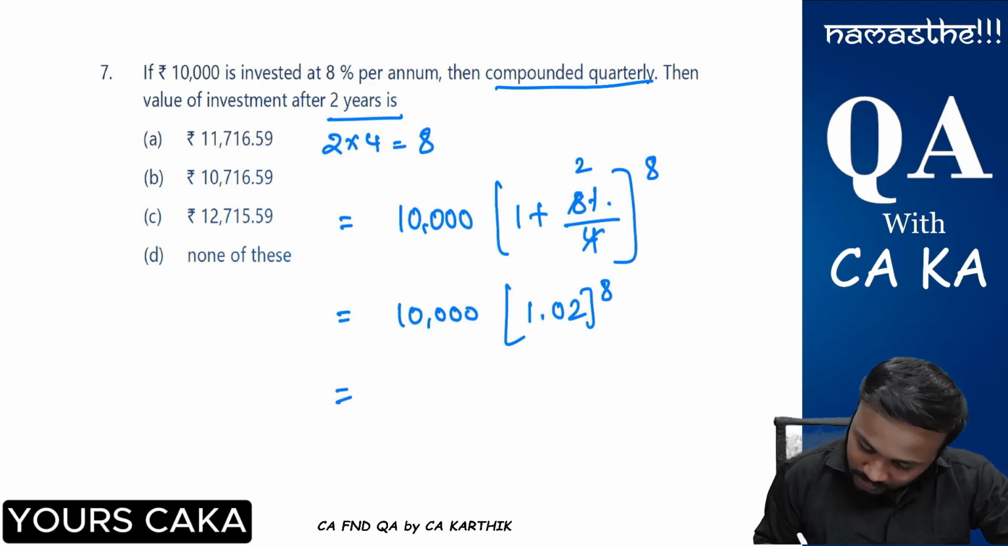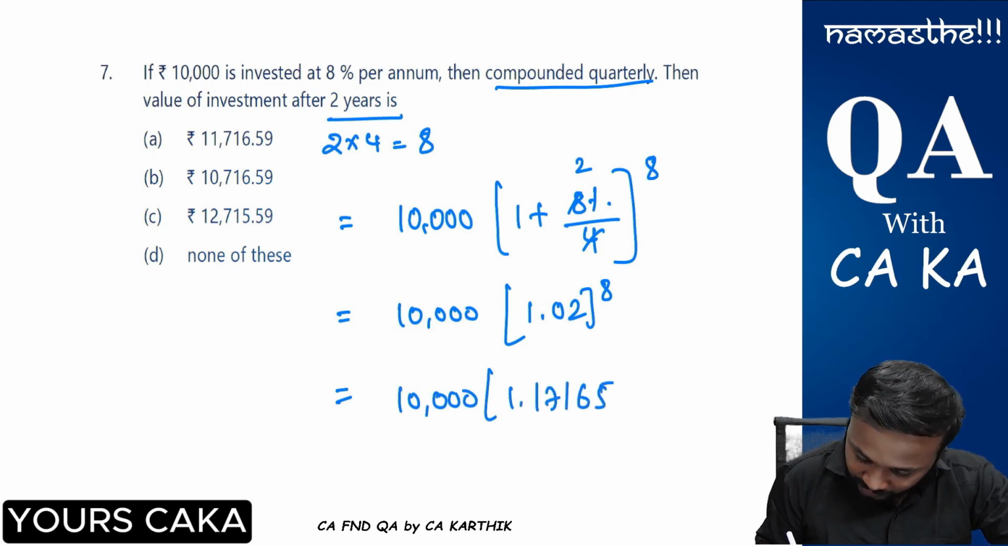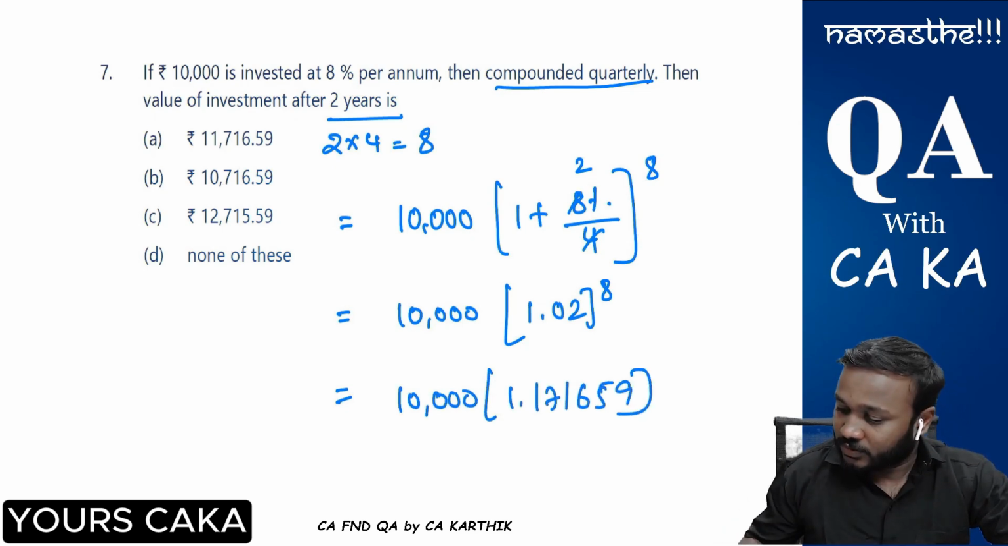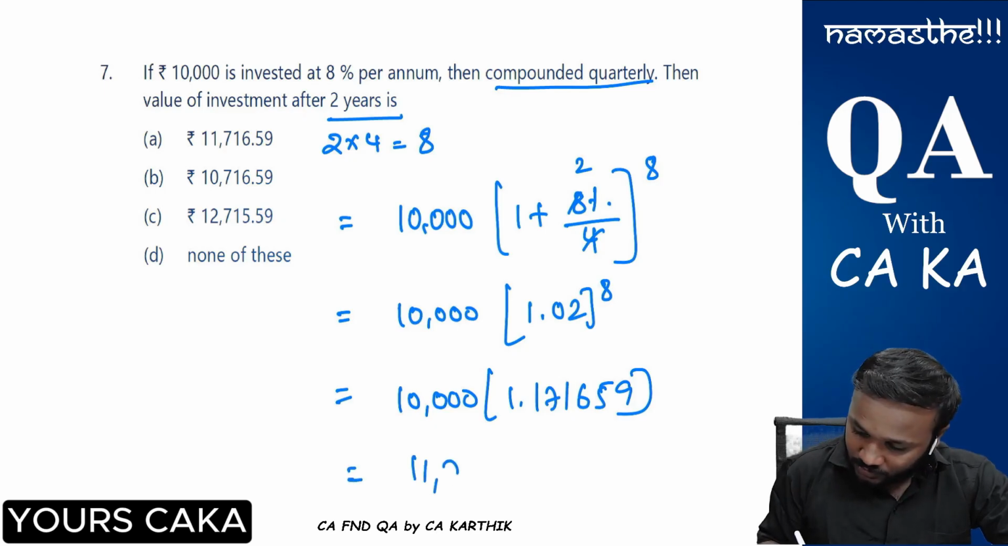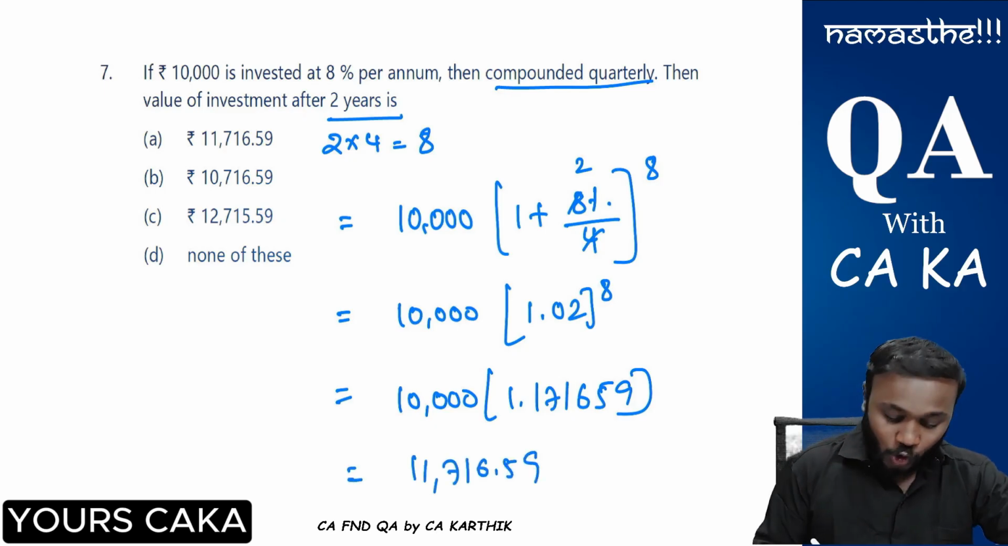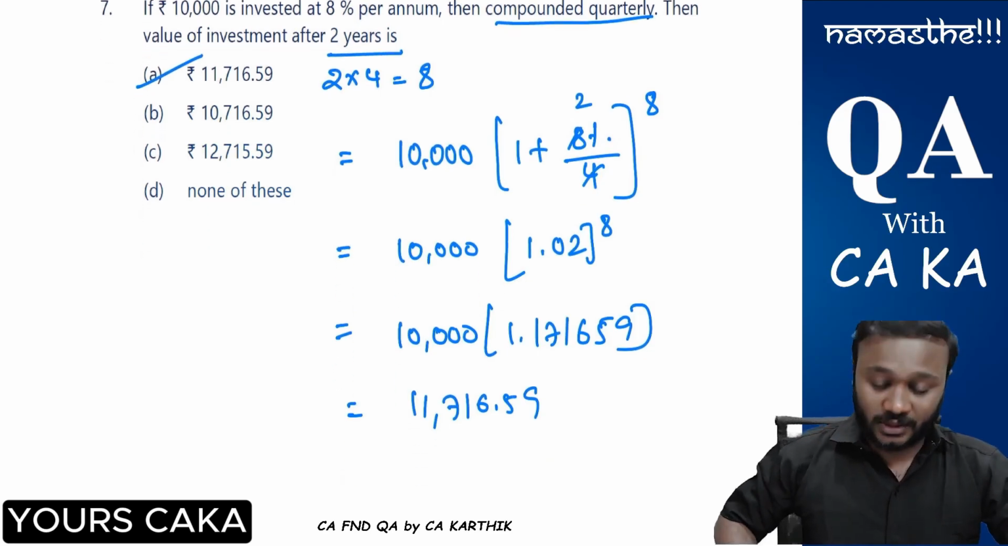So I got the answer as 10,000 into 1.171659 into 10,000, which is 11,716.59. So option A should match, sir. I hope you all know this technique.